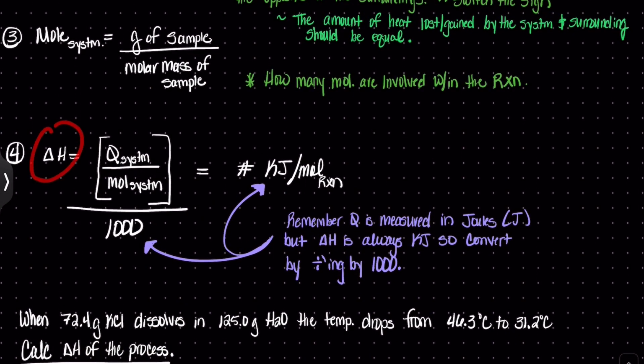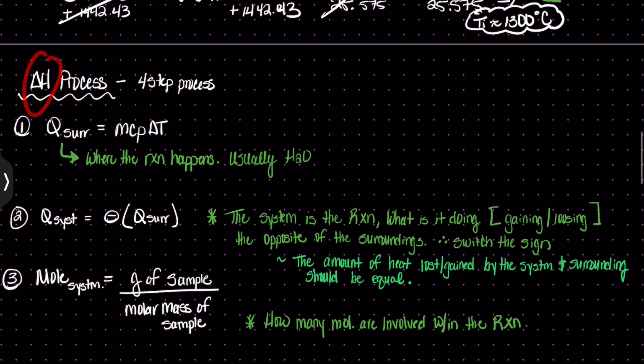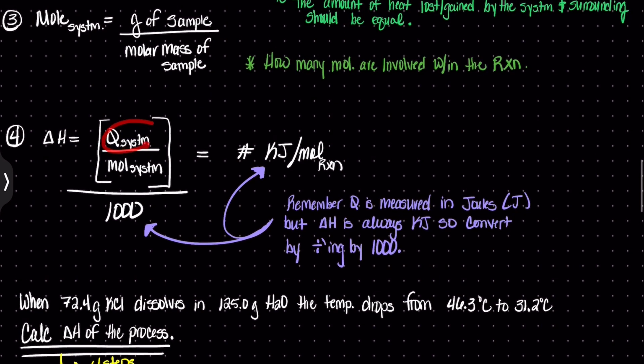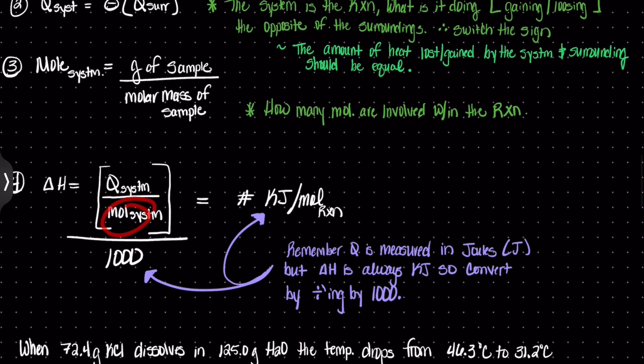And of course, that delta H last step, because it's called delta H of the process, has a specific way, because we measure delta H in kilojoules always, but Q is measured in joules, so hence we had this funky division by 1,000 that puts us in the proper unit. So you take what you find for Q of the system and the moles of the system, you take that number after you divide them together, divided by 1,000, and that will give you a certain number of kilojoules per mole reaction. Easy, breezy, beautiful.